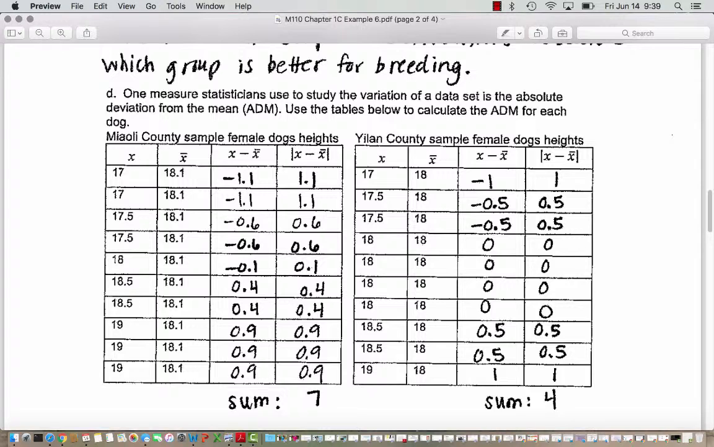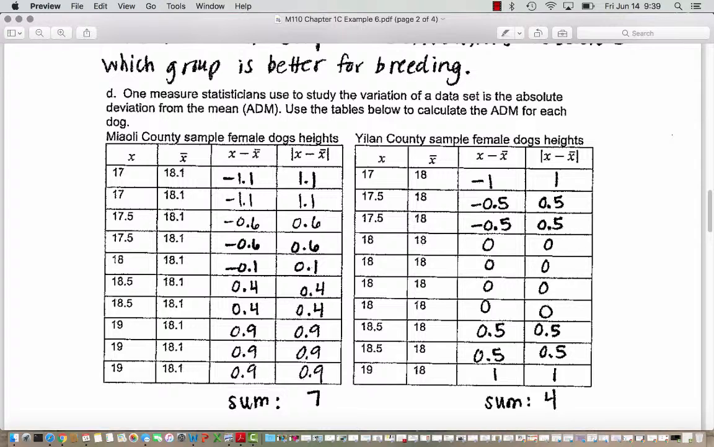All the differences from the mean add up to 7. We can do the same thing for Yalong County. So for that first dog who was 17, 17 minus 18 is negative 1. The absolute deviation there would be 1 for that dog. And then we do this for all those dogs.